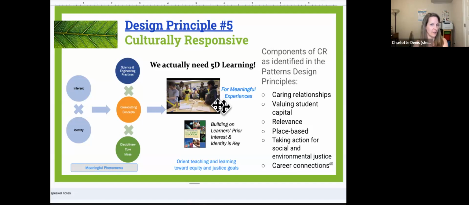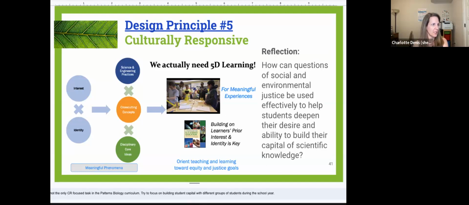I know a lot of you have done the externships over the years with PMSP. So this lesson or series of lessons is part of the culturally responsive components, right? One of the lessons really particularly has that at the forefront.